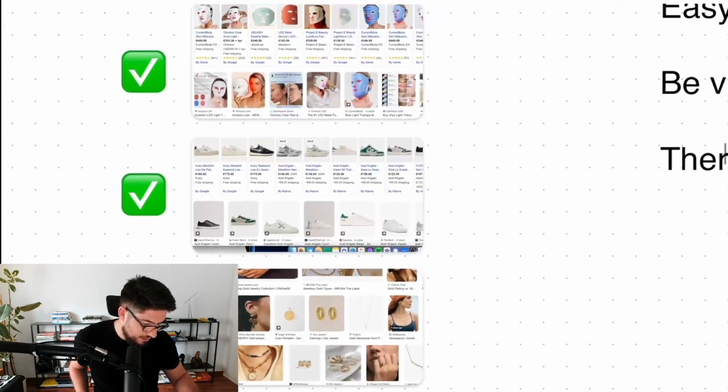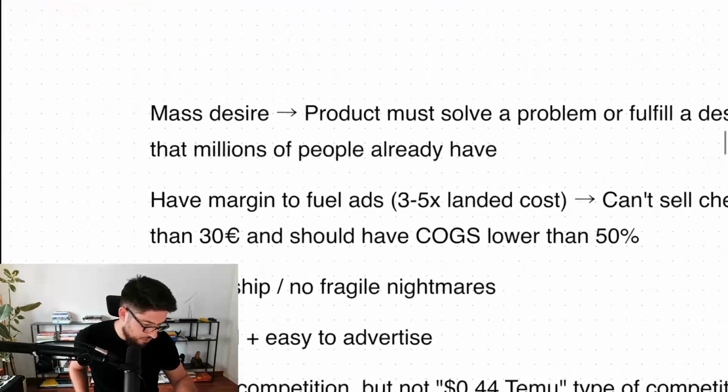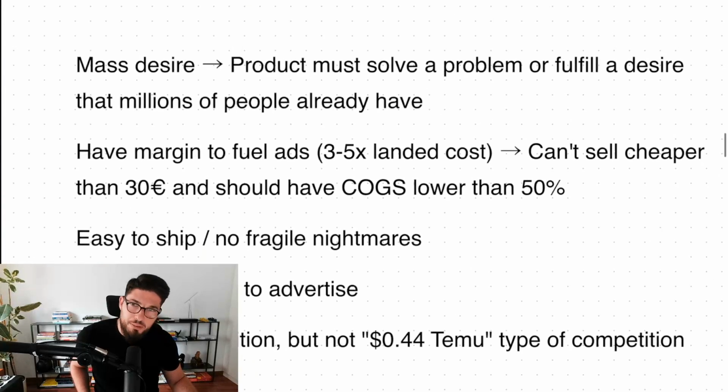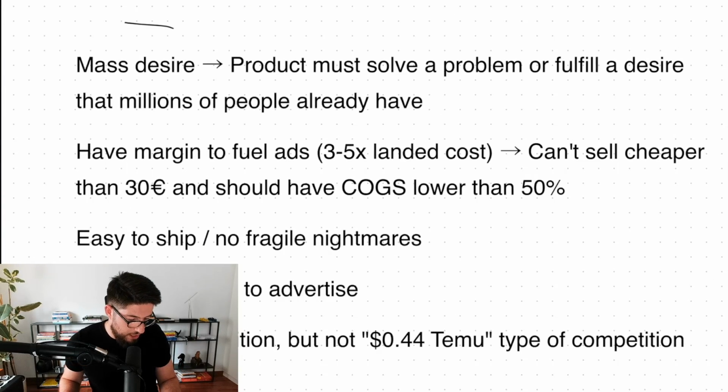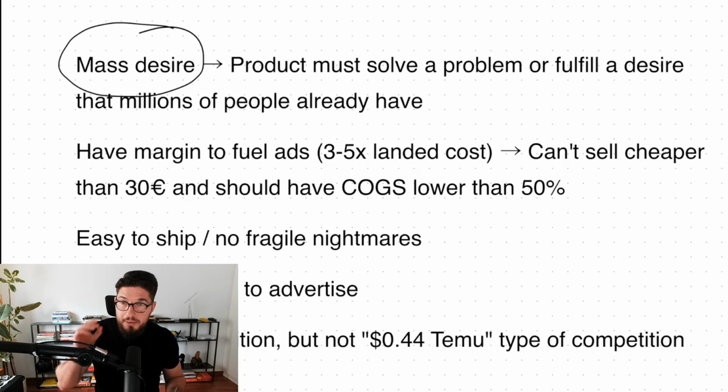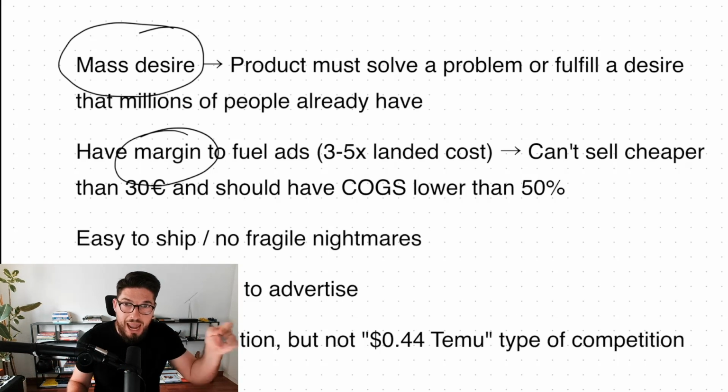What do these things have in common? So here's the formula. For the product, these products cover a mass desire, which means millions and millions of people have an active desire for those products. At the same time, the products will allow me to have a net margin to fuel ads. So that means I'm not gonna sell something cheaper than, I don't know, 30 euros, $30.